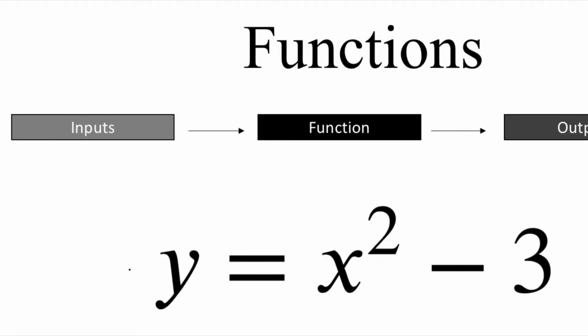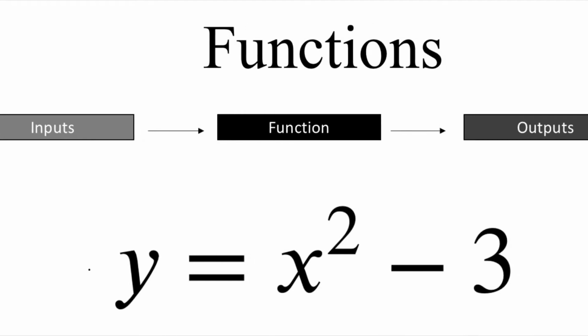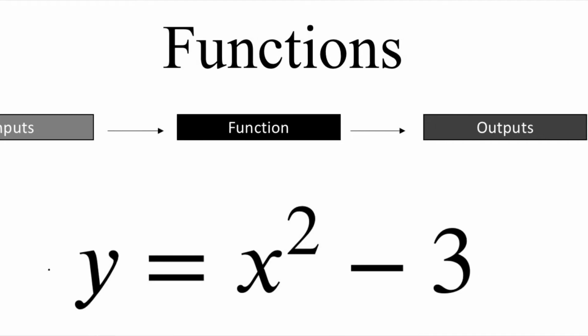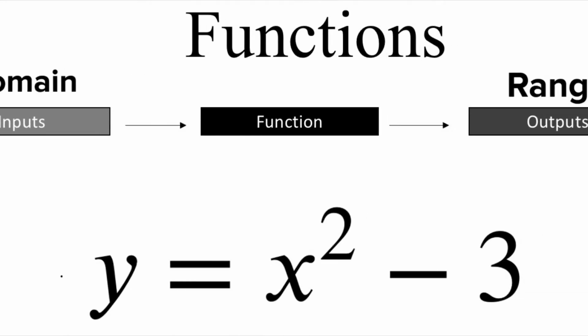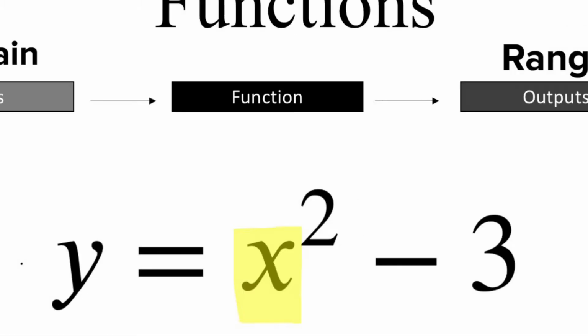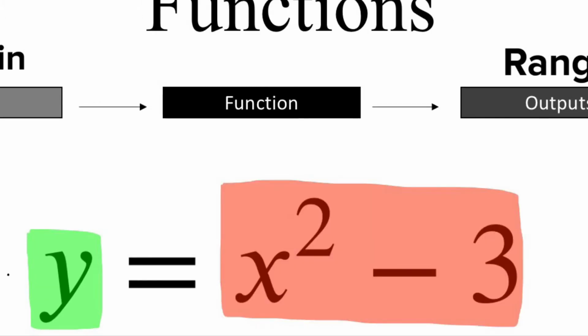Introduction. A function relates or maps a set of inputs to a set of outputs in a certain way. All the possible inputs are called the domain, and all of the possible outputs are called the range. Take the function y equals x squared minus 3. X is our input. Y is our output after doing the procedure x squared minus 3.